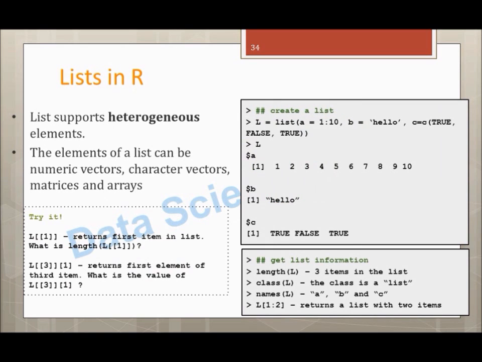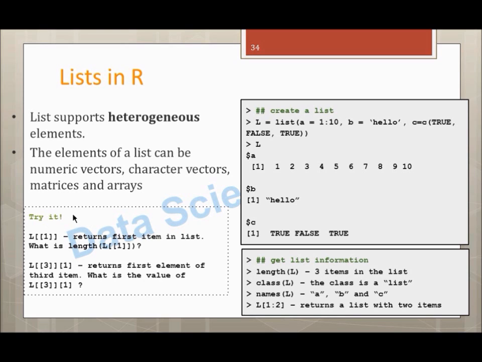Another data type in R is called list, and list can store different elements in it. For example, the elements of a list can be numeric vectors, can be character vectors, it can be matrix, and it could be arrays. So for example, in this case, I am creating a list called L, and it contains a vector, it also contains a string, and it also contains some boolean values like TRUE and FALSE. So you can see that a list can store different kinds of elements in it. You can also use some of the functions called length(L), class, and names, and it will give you the information regarding your list.